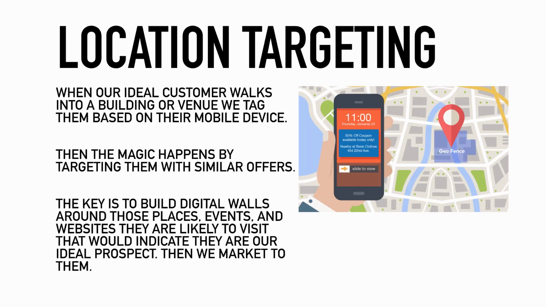So when our ideal customer walks into a building or venue, we tag them based on their device. And then the magic happens by targeting them with similar offers. So here's what we do. We literally build a digital wall around those places and events and stores and websites that our prospects may visit. And then once they do, our ad system triggers an ad and we start sending them ads about our company and our offers. And so it's one of the most powerful ways to generate sales in your business.